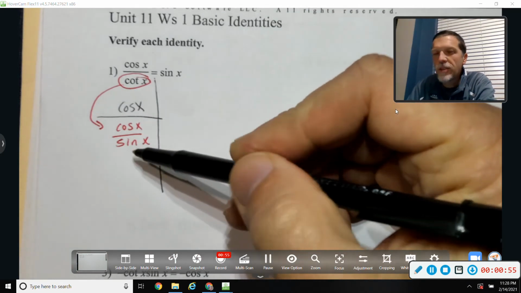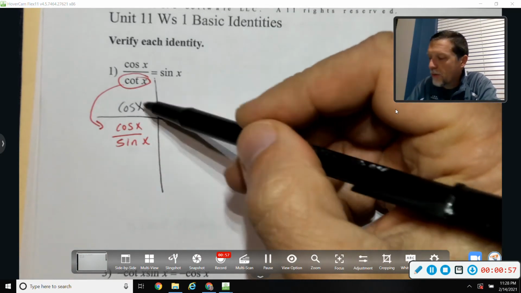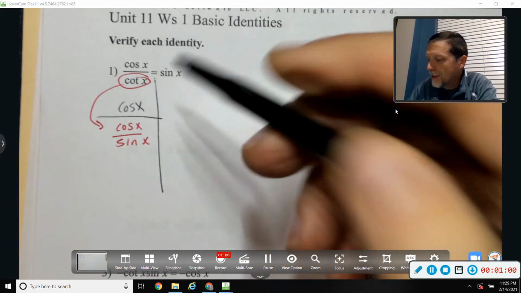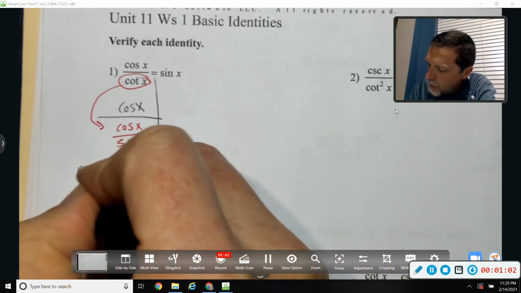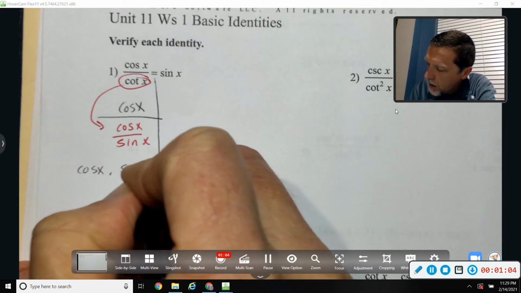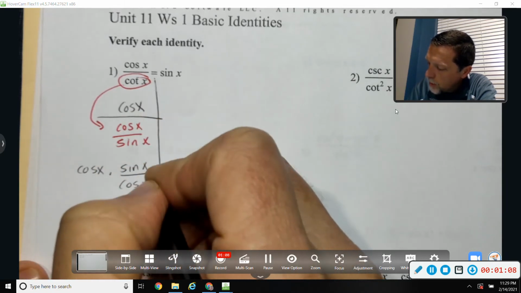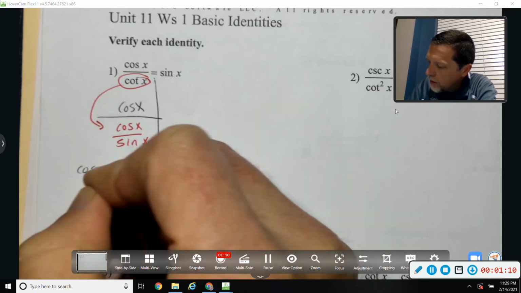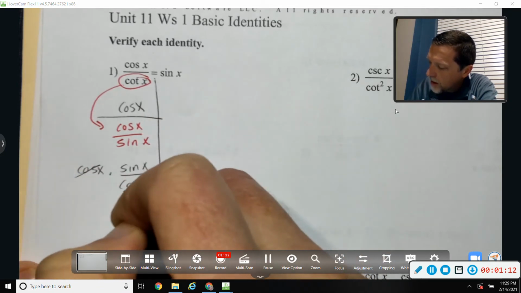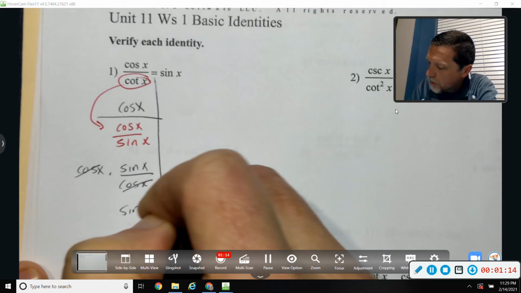And fraction over fraction, that's a little bit tricky for some of us to know what's allowed to cancel. So I think I'm going to do the keep it, change it, flip it thing. Keep the top one, flip the bottom one, and what do you know, the cosines cancel and I'm left with sine of x, which is what I was going for.